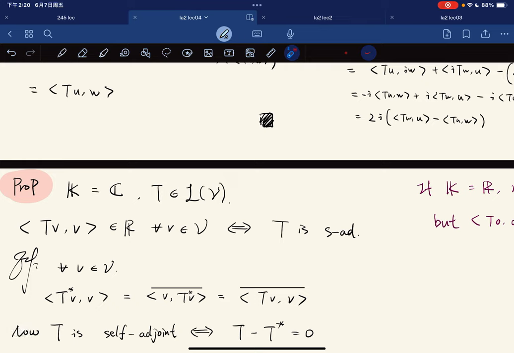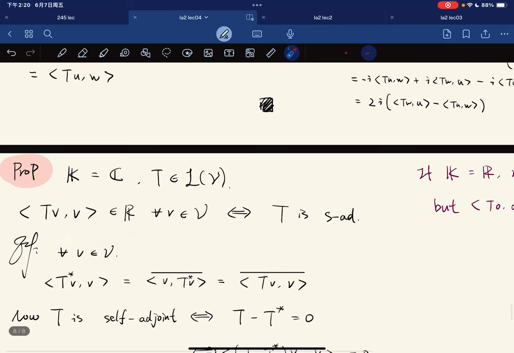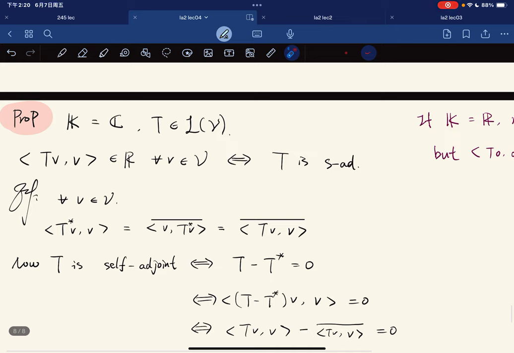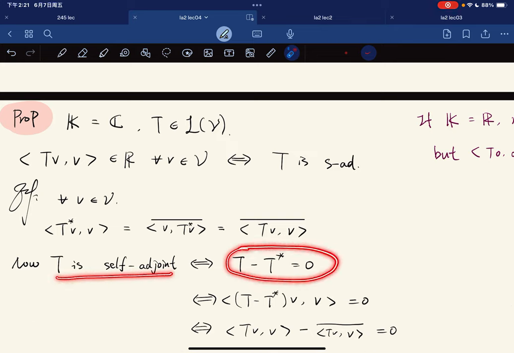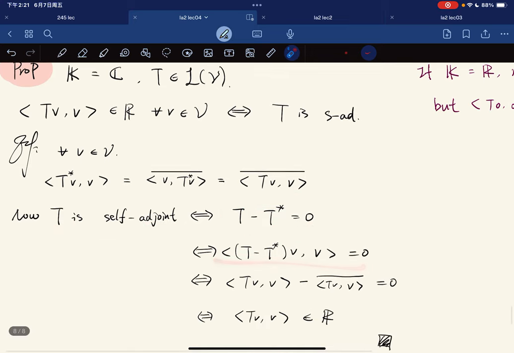Now, if the field is complex, then we have a sufficient condition for T being self-adjoint: if TVV is a real number for any V, then T is self-adjoint. Basically, you flip it, and now you adjoin it back. So T is self-adjoint, then we have this, then we have this. Replace this with this, which means that TVV is in R. The equivalence relation holds. Okay.